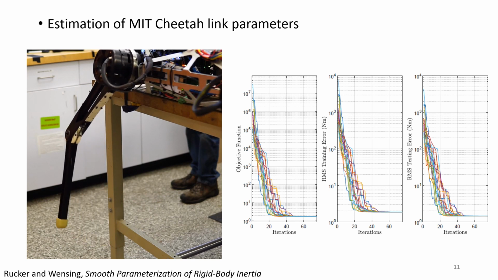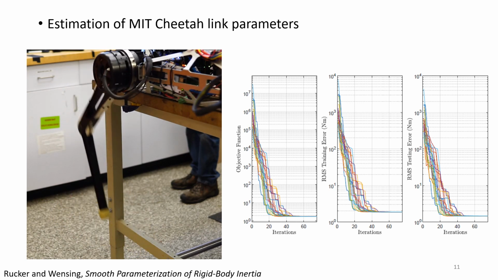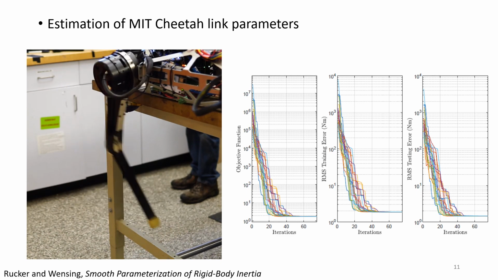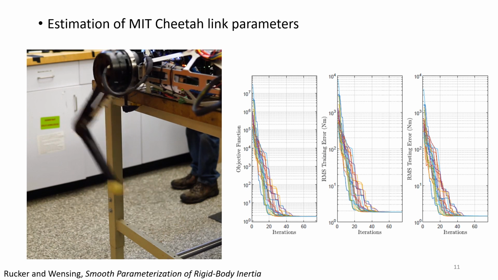We also tested the log-Cholesky parameterization on the MIT cheetah leg. Using 20 random starting guesses, the estimations rapidly converged to the same RMS error, and similar monotonic decreases in error were seen in a separate testing dataset.